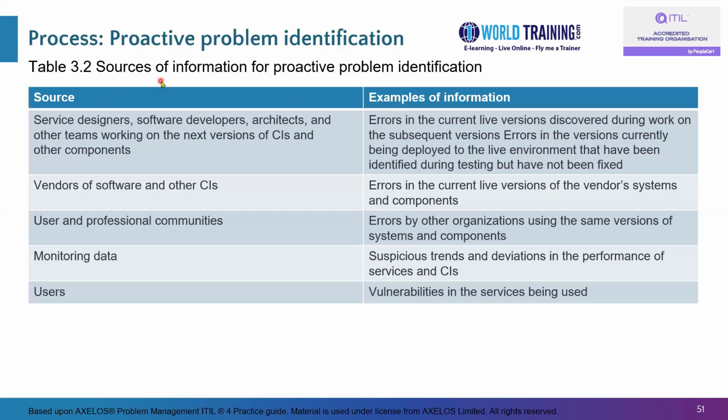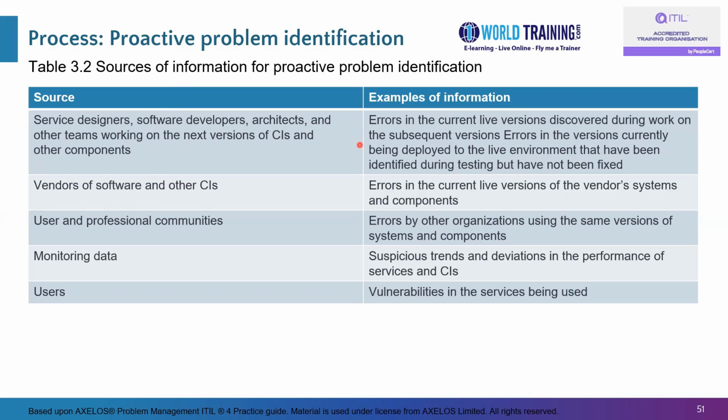A little bit more before we look into those activities individually. We have seen this from the inputs in the table itself, the sources of information for proactive problem identification. These can be service designers, developers, architects, and other teams. Essentially, they would be aware of, or maybe they detect or suspect, errors in the current live versions. These are not incidents that are on, but something which could go wrong. And so they could detect some errors likely to occur in currently deployed live environments.